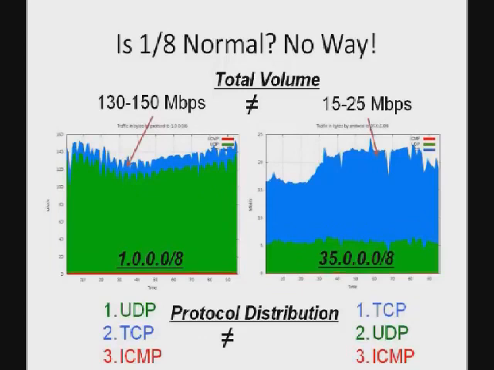Protocol distribution was another thing that is very obviously different between these two blocks. For the 1/8, UDP dominates very heavily, whereas for the 35/8, it's TCP that dominates the traffic volume.